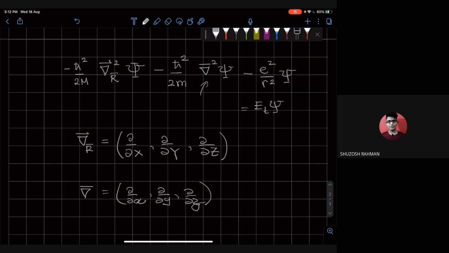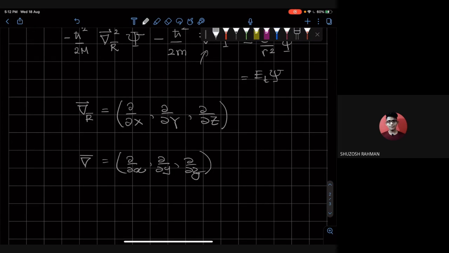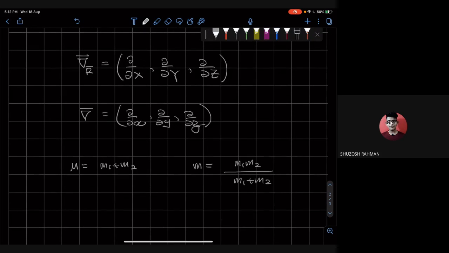Oh, the other thing is that we define big M to be M1 plus M2, and small m is M1 times M2 divided by M1 plus M2. Okay? And this is also known as the reduced mass.